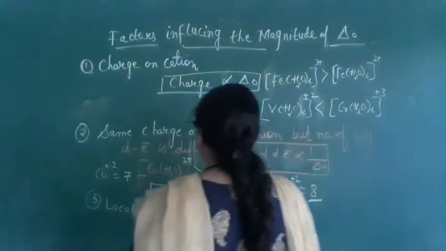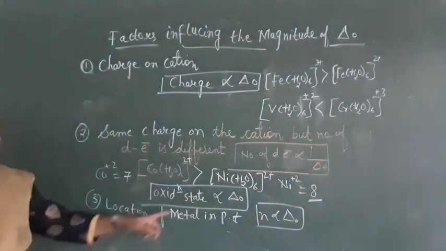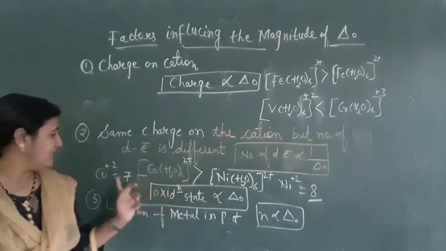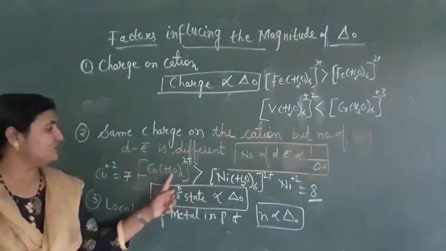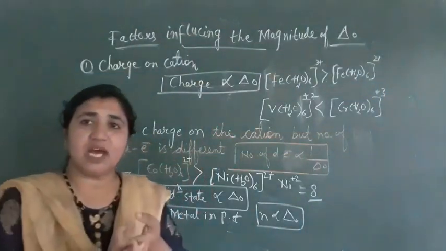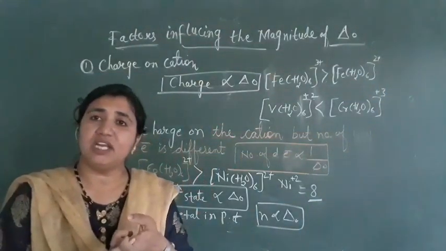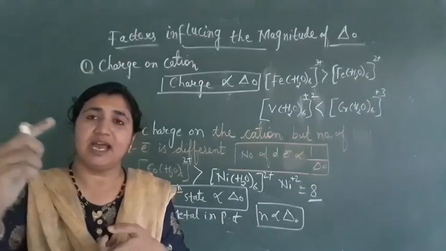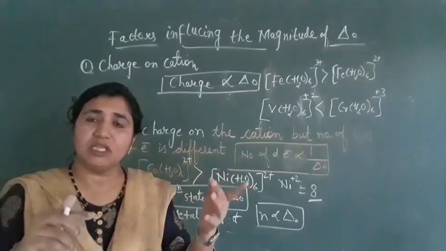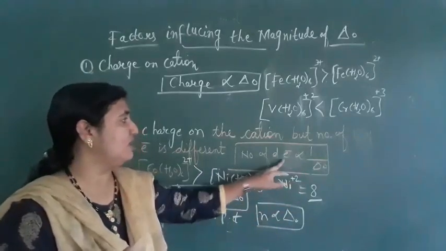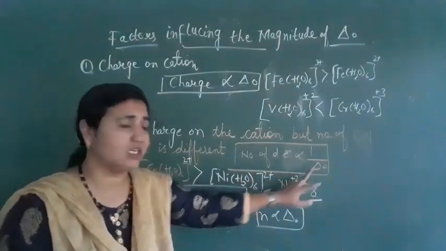8. So with 8 electrons the splitting energy will be less, and with 7 electrons, which are fewer, the splitting will be more. So if the charge is the same, fewer d electrons means more splitting energy, and more d electrons means less splitting energy. The number of d electrons is inversely proportional to delta O.